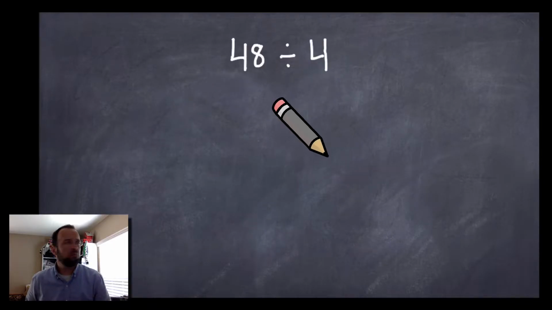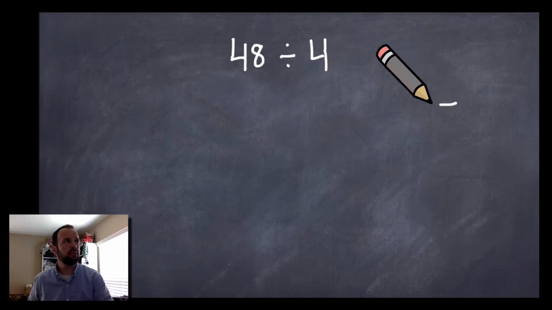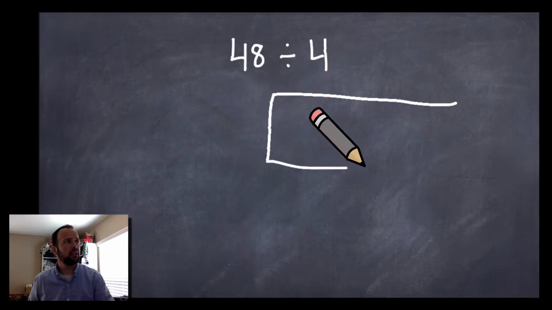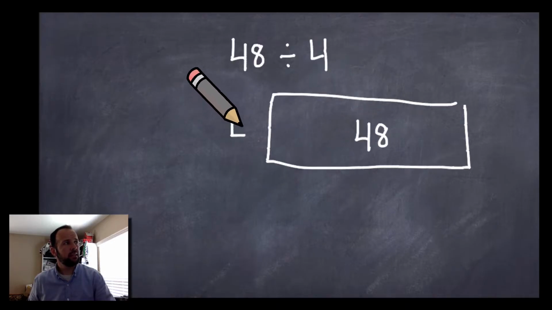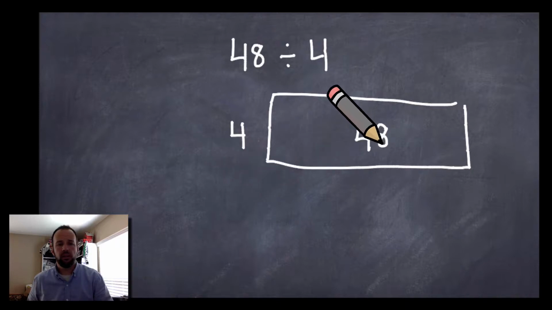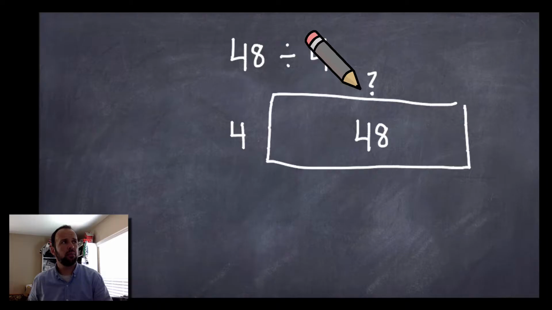All right, so I have a division problem here of 48 divided by 4. If I wanted to use the area method to help me solve this problem, I'm going to think of things this way. I'm going to think of a giant rectangle here that has an area of 48, and one of my sides is 4. So I'm looking for this missing length right here. What is this? 4 times what is going to get me to 48? So it's framing our thinking in a different way.